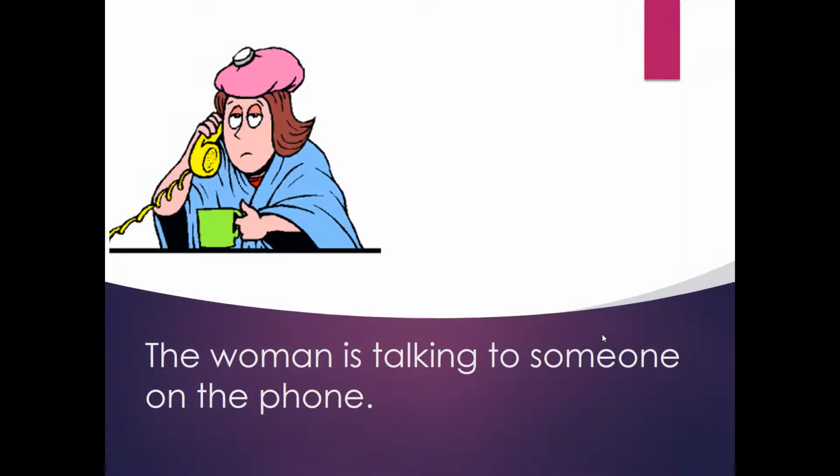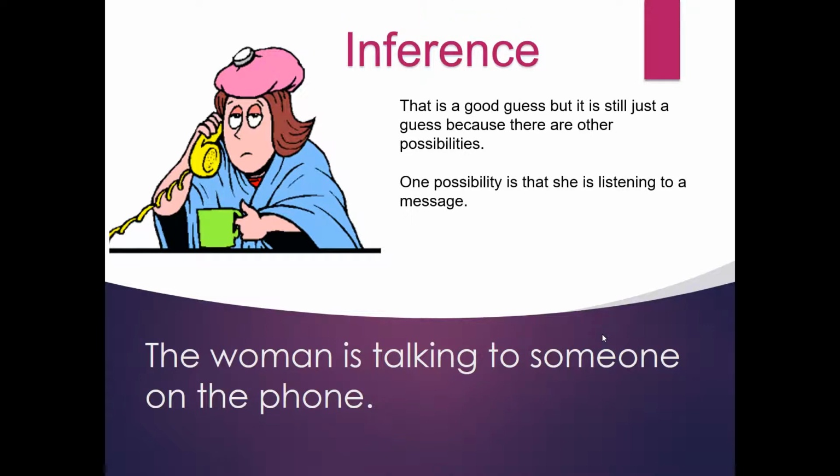The woman is talking to someone on the phone. Is this an observation or is this an inference? All right, so this is an inference because we can't prove that, right? It's a good guess. She has a phone on her, right? But maybe she's listening to a message. There's just so many things. It's a possibility at the end of the day. We don't have to go through all of them, but it's a good guess, but it's not a fact. We can't hear her talking on the phone, so it's not a fact. It's not an observation. It's an inference.